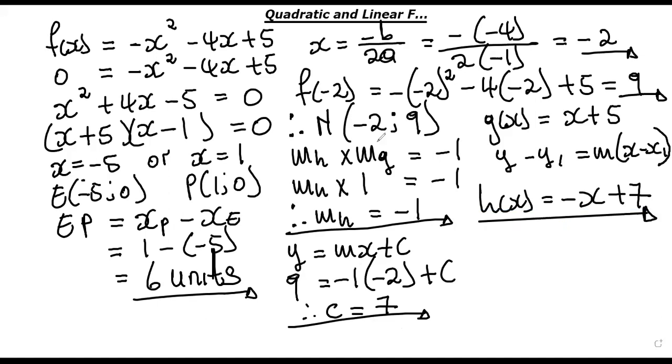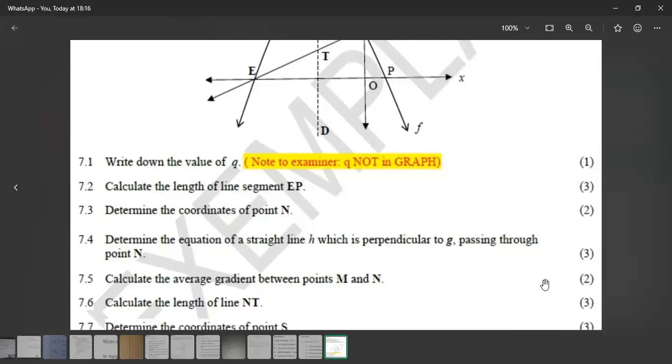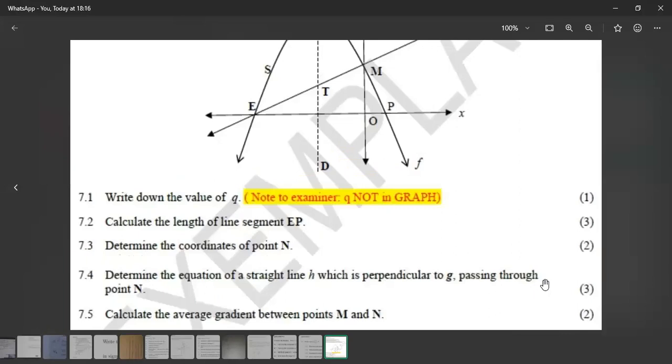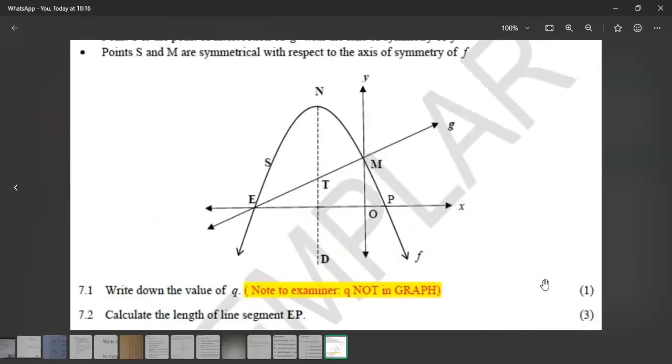What does the next one say? Let's see. Well, the next question says, calculate the average gradient between the points M and N. So the average gradient is just a normal gradient. There is no difference. And fortunately enough, we know the coordinates of point N. We also know the coordinates of point M.